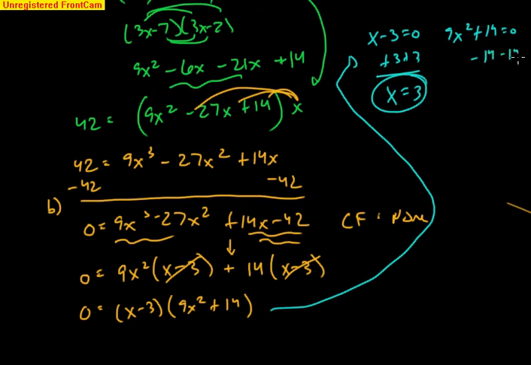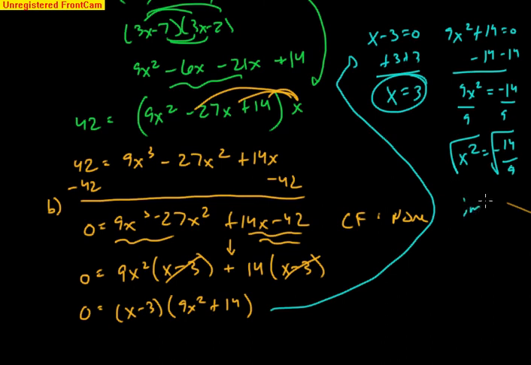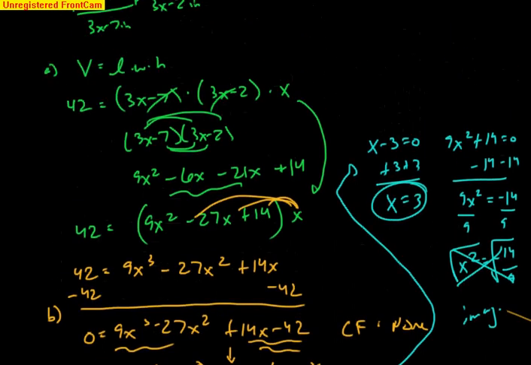For this one, subtract the 14 because we want to get the x squared alone. Divide by 9. And then to get x all alone, we take a square root. But when you take the square root of a negative number, those are imaginary numbers, and we don't care. So the only value of x is 3. And there's your x value for this problem. x equals 3. So they want the dimensions.